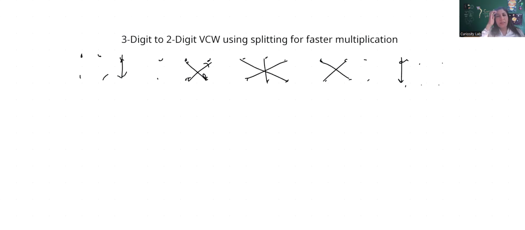Hi guys, this is Miss Nuba from Curiosity Lab, and today we're talking about 3-digit to 2-digit VCW using splitting for faster multiplication. So as you all know, what is VCW? It's vertically and crosswise.